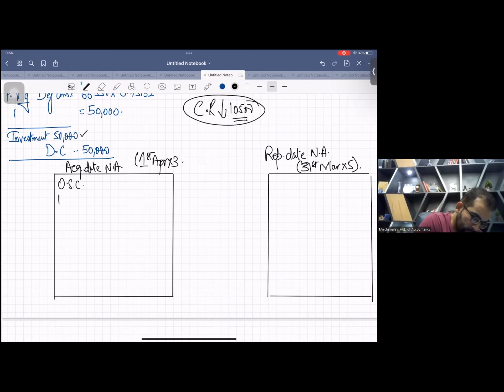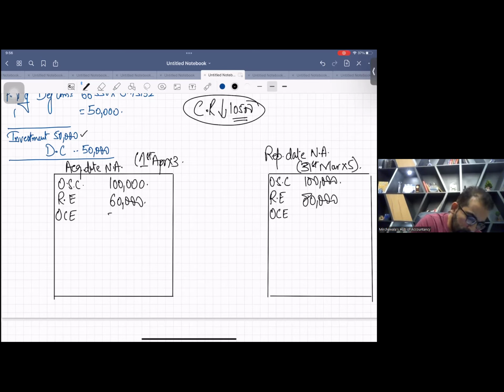Now, OSC, retained earnings, and OCE, other components of equity. OSC is, my dear students, 100,000, so obviously this will also be 100,000. Retained earnings here is 60 million, I just told you, and at the year end it's 80 million, 80,000, you can see. OCE at acquisition date is 20,000 and at reporting date is also 20,000.